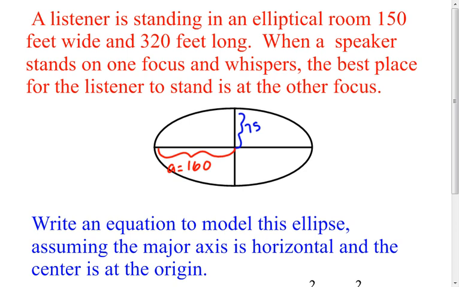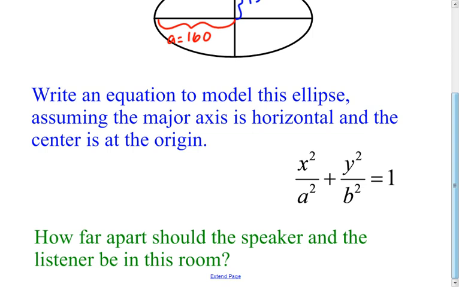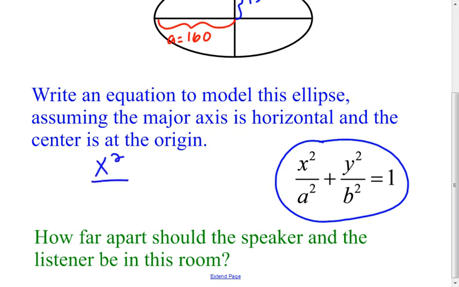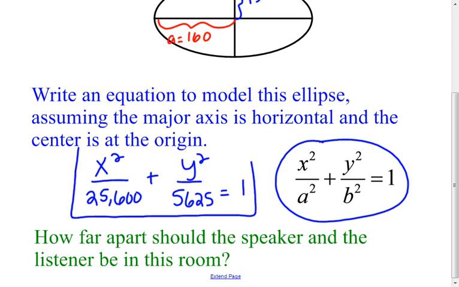Okay. We know that the longer axis is a horizontal axis in this case. So when we make our equation, I am going to use this model right here because the longer axis is horizontal. So I will have x squared over a, which is 160 squared, and when I square 160, I get 25,600. And then y squared over b, which of course is 75, and when I square 75, I get 5625, equals 1. So there's that equation.